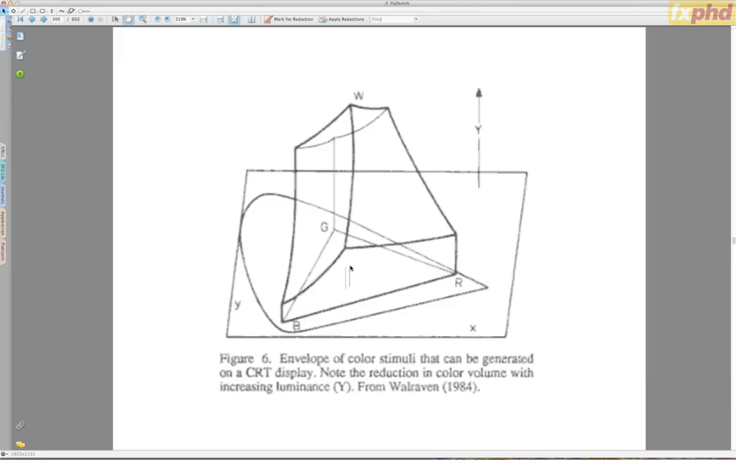As luminance goes up, and here Walraven, our famous Dutch color scientist, is showing you luminance going up here, and the color range gets limited, like so. I mean, by the time that you're at white, there's no place to go. So your color range gets more and more limited the closer you go towards white.